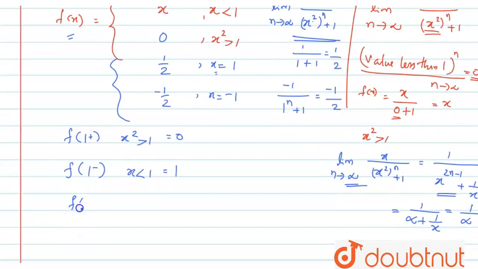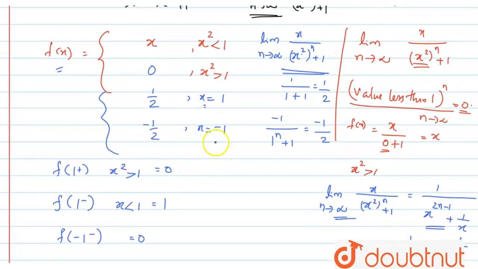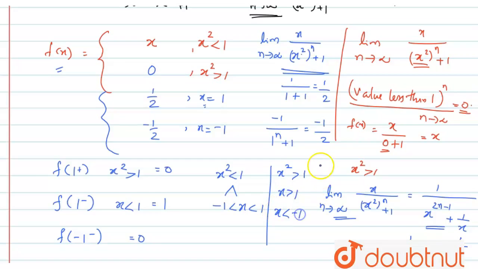Then next one is f of minus 1 minus. So this range is when x is less than minus 1, so if it is approaching from minus 1, the value will be equal to 0. So this can be written like this. When x squared is less than 1, this can be written as minus 1 less than x less than 1, and x squared greater than 1 can be written as when x is greater than 1 and when x is less than minus 1.